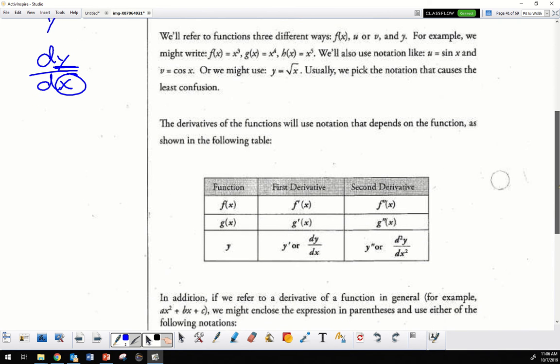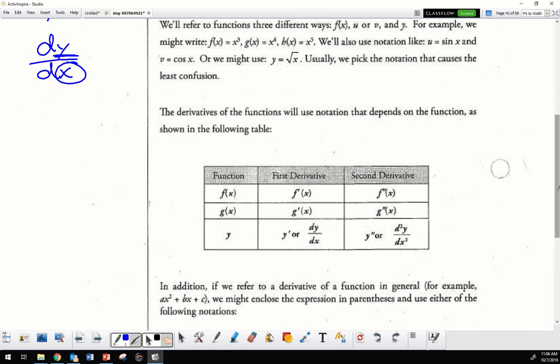Derivative function notation depends on the function, as shown in the following. If it's f of x, we write f prime of x. Second derivative, f double prime of x. I'm sorry, f. Why am I saying g's? Anyway, f of x, f prime of x, f double prime of x. And then the next one, g prime of x, g double prime of x. And when we get down to y's, it could be y prime or dy/dx.